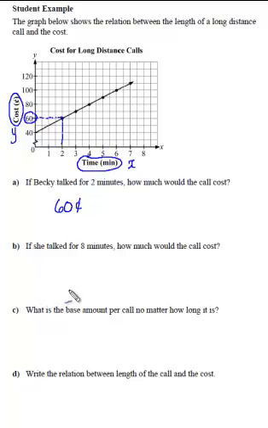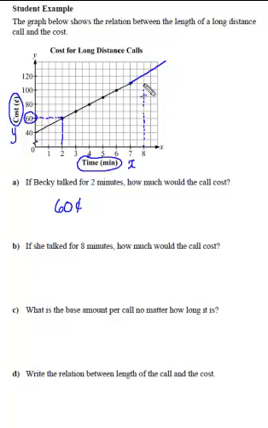Doing the same thing again, B asks if she talked for 8 minutes, how much would the call cost? So we find what we know. We find 8 minutes, and we go up. As we're going up, we're going to see that we're not going to hit that line. This is where extrapolation comes in. When you extrapolate a line on a graph, all you do is continue it at the same trajectory or the same slope.